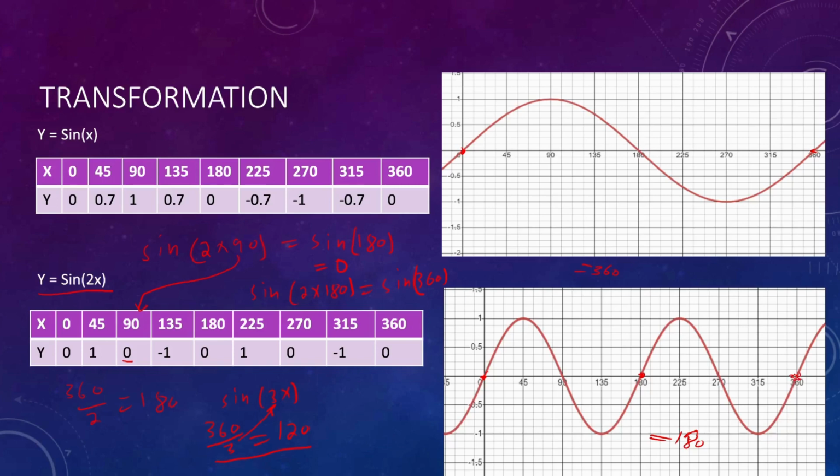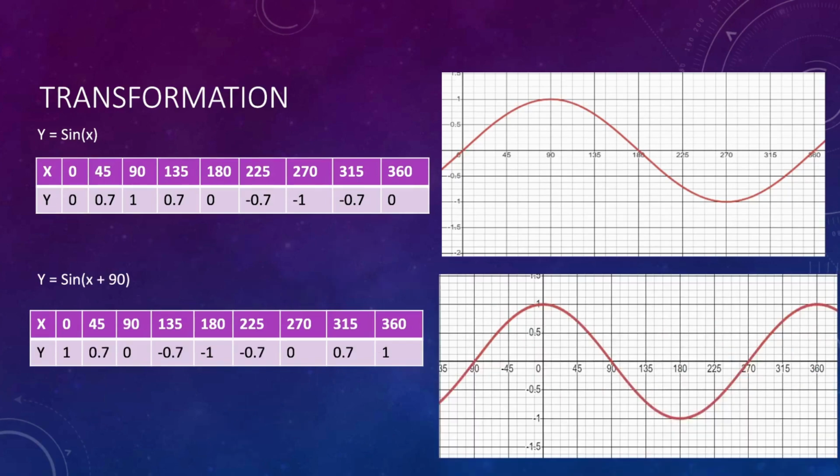Let's check out the other transformation. So again, only the x values are going to be affected. As you can see, we have y is equal to sine of x plus 90 over here, and we are going to use the same logic. So for example, if I was to take 90 as my x, this is going to give sine of 90 plus 90, which gives me sine of 180. At sine of 180 I have 0, so what this means is at my 90 value there is going to be 0.